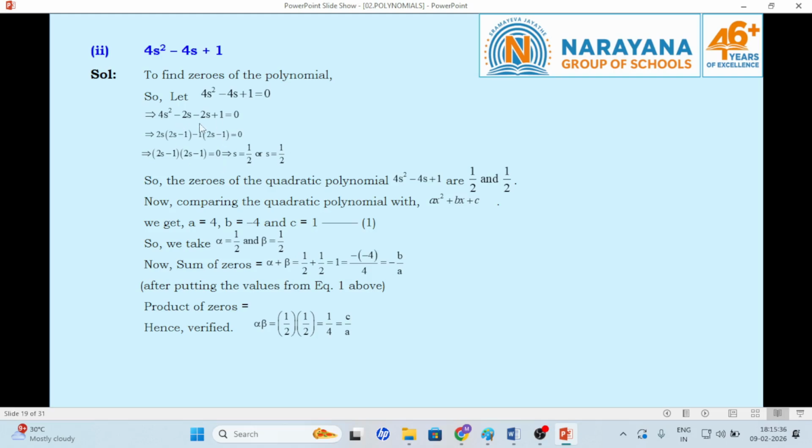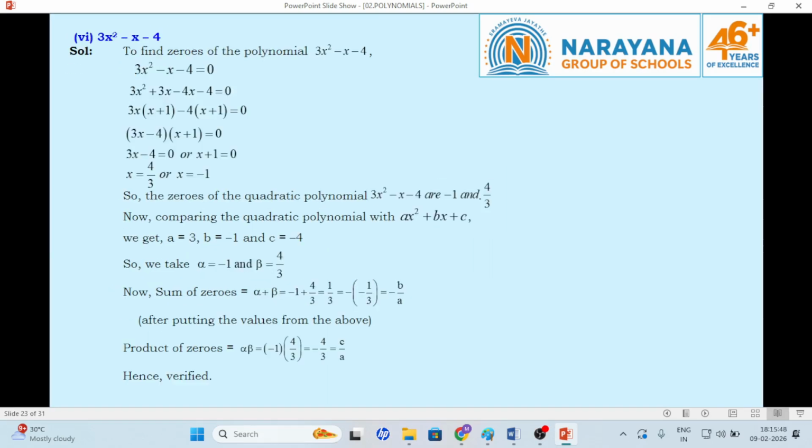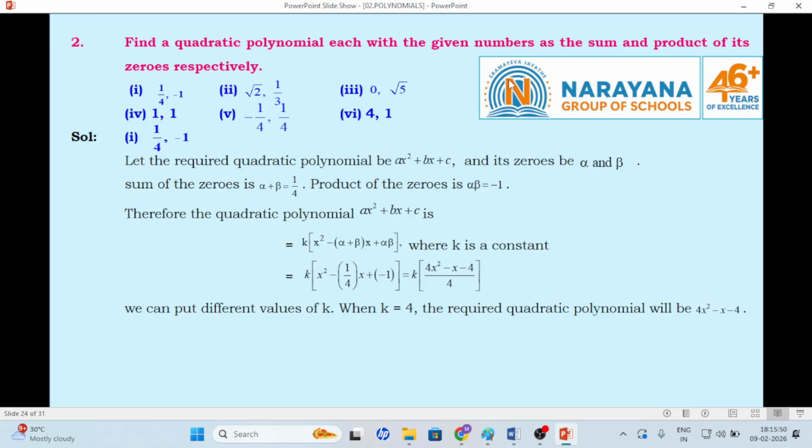This is factorization that we are going to do. To find the zeros, we have to set the given polynomial equal to 0 and go for factorization. All the questions are also in the same model. And see, the sum and product of the roots are given. So alpha plus beta is 1 by 4, alpha beta is minus 1. By applying this formula, we will get this. When k is equal to 4, the numerator is the required answer. In such a way, these are 2 more questions for your public examination, children, very important.